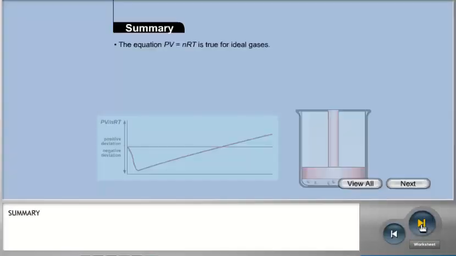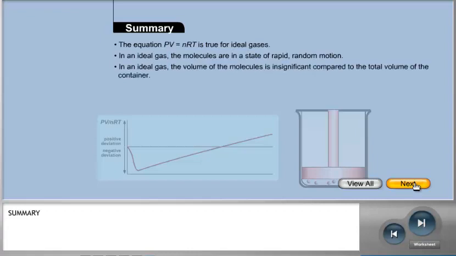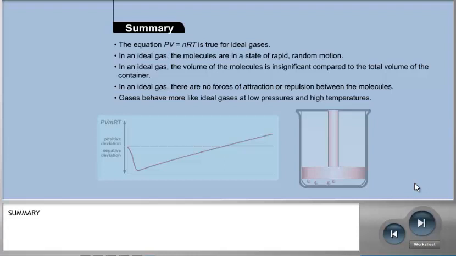Summary: the equation PV equals nRT is true for ideal gases. In an ideal gas, the molecules are in a state of rapid random motion. In an ideal gas, the volume of the molecules is insignificant compared to the total volume of the container. In an ideal gas, there are no forces of attraction or repulsion between the molecules. Gases behave more like ideal gases at low pressures and high temperatures.